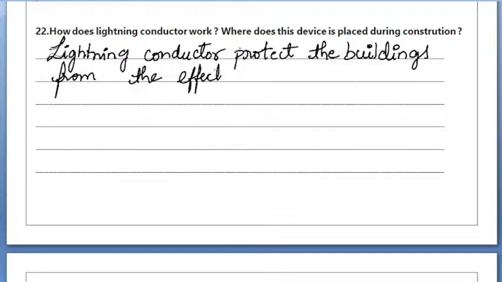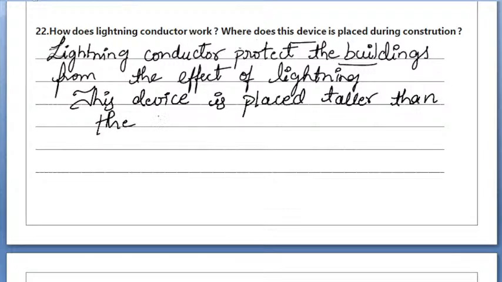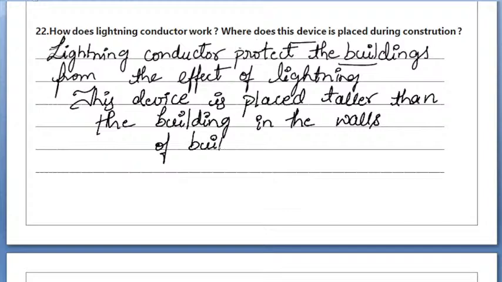What you have to write for this? Effect of lightning. So, firstly, you have to write how does lightning conductor work. Okay, lightning conductor protects the buildings from the effect of lightning. Okay, so where is this device placed? You have to write now. See, this device is placed taller than the building, in the walls of building.